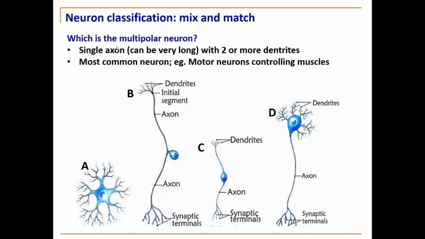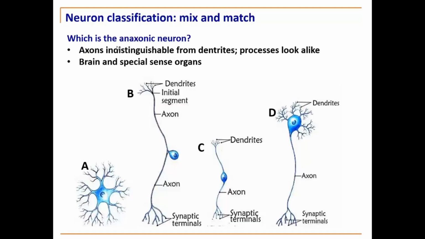Which one is the multipolar neuron? In this case, there is a single axon, again, which can be very long, and it may have two or more dendrites. It's the most common neuron type, for example your motor neurons controlling muscles. Which one, A, B, C, or D? Hopefully you said that was letter D.